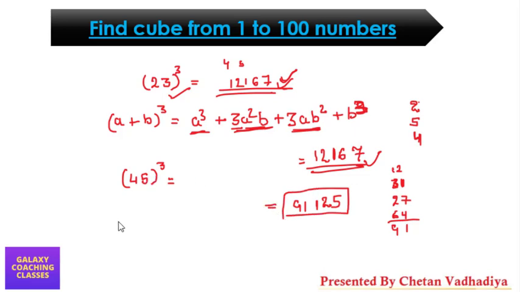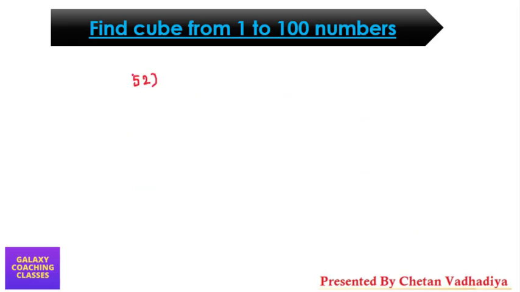Now let me give you some more examples. 52 whole cube. Now I'm not going to show you the things directly. I am going to solve it. 2 cube is 8. Now 2 square is 4, 5s are 20, 20 threes are 60. So 0, 6 carry. Now 5 square is 25. 25 twos are 50, 50 threes are 150. 150 plus 6 is 156, 15 carry. Now directly 5 cube is 125, 125 plus 15 is 140. So you can see I easily found the cube of it. So this way, guys, you can find the cube of any number from 1 to 100.